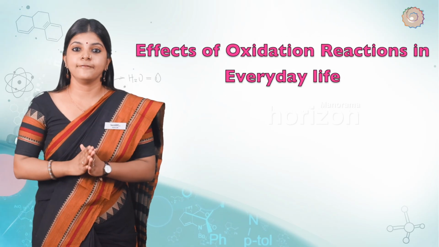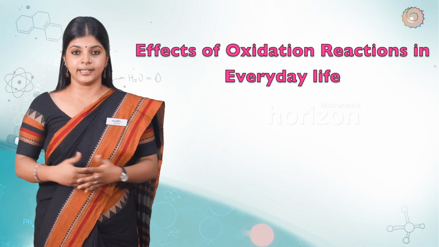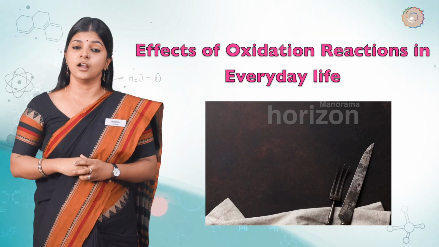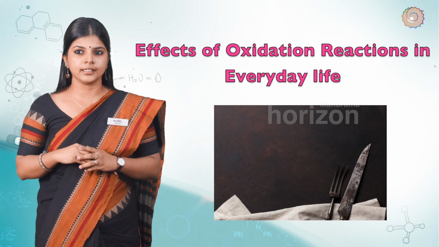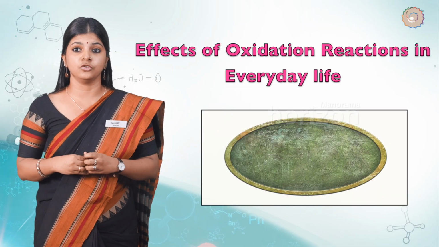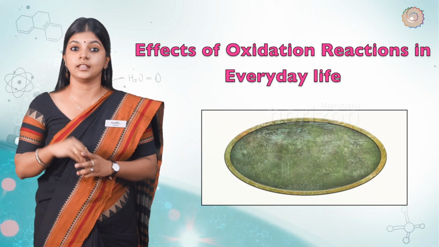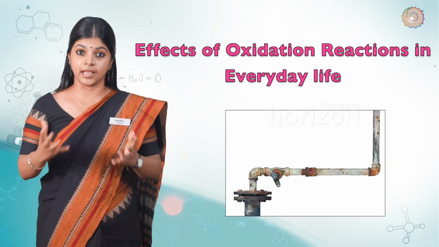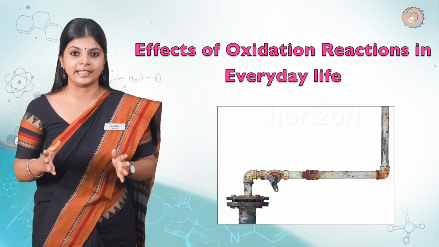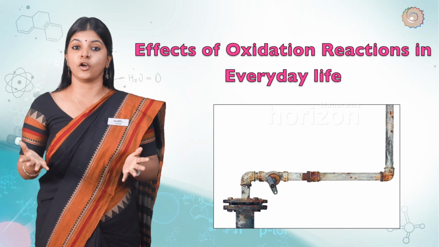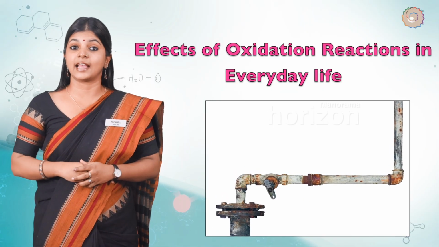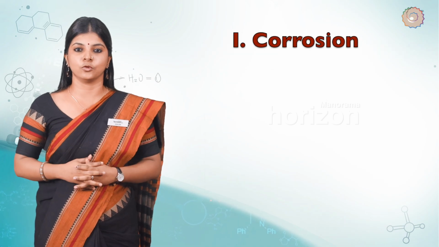Now let's see some of the effects of oxidation reactions in our everyday life. Have you noticed that your silver bangles and ornaments become black after some time when exposed to air for a long time? Also, the copper vessels in your house slowly lose their shiny surface and become covered with a green coating. And iron articles form a flaky brown substance called rust. Yes, metals when exposed to moist air for a long period of time become corroded, and this process is called corrosion. So what is corrosion exactly?